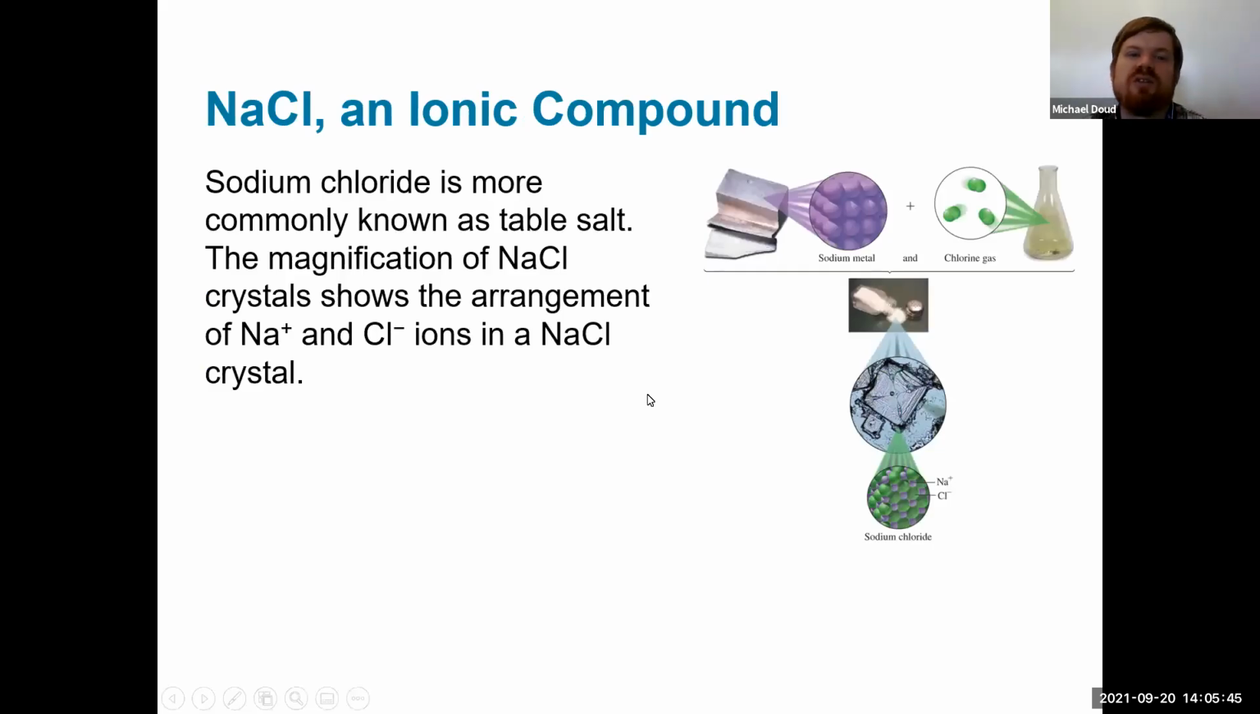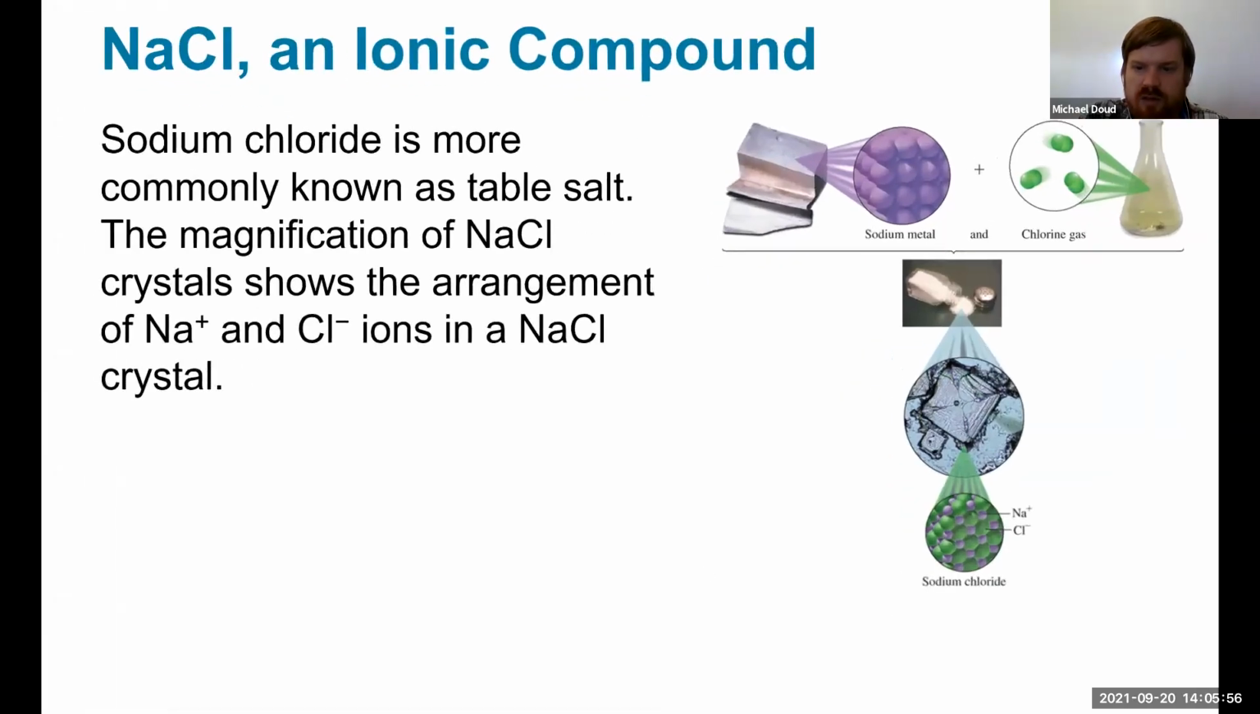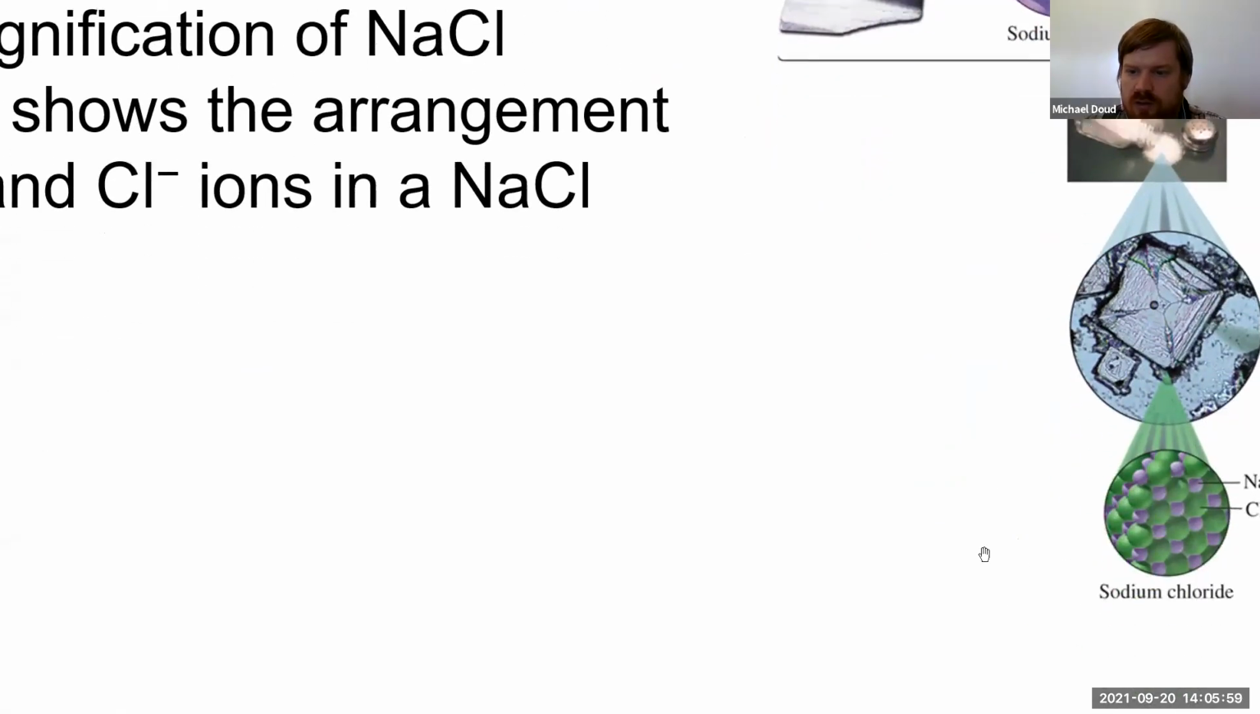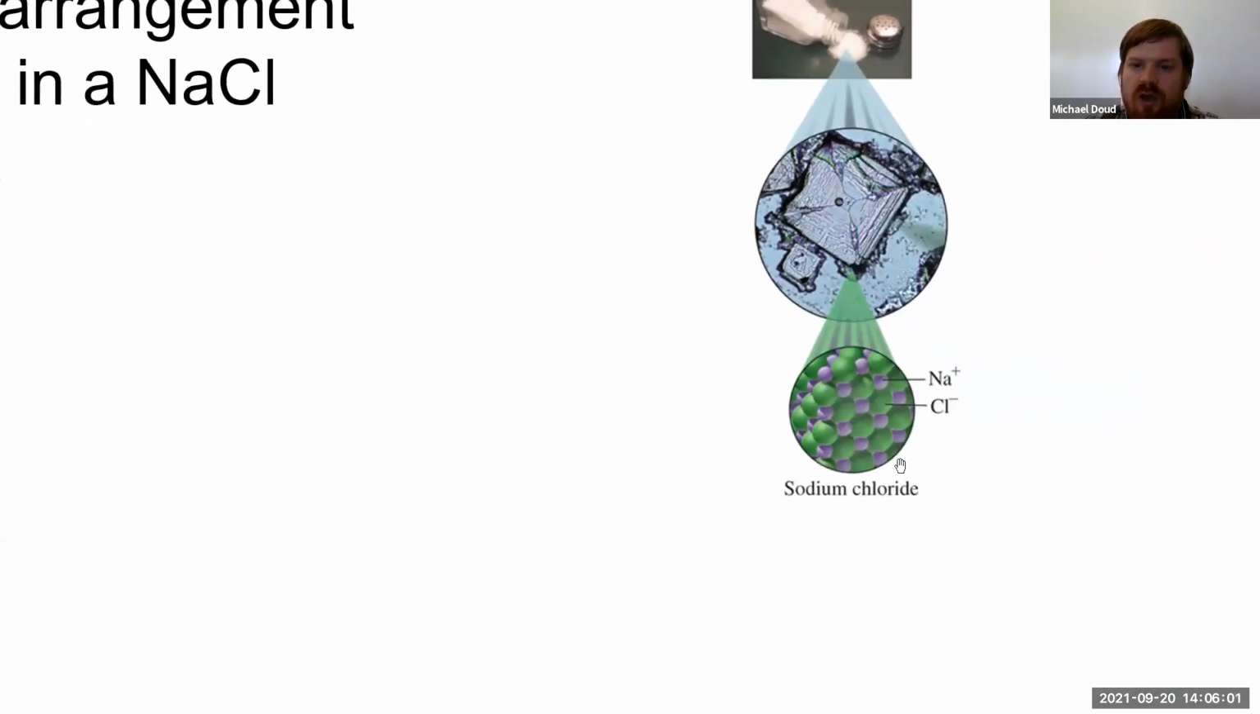So let's look at sodium chloride, which we know as table salt. If we look at it here, you can't really see it, so let me zoom in a little bit. There we go. When we zoom in on sodium chloride, this is the submicroscopic view. What we have is a 3-dimensional arrangement of sodium ions surrounded by chloride ions, and those chloride ions are then surrounded by sodium ions.